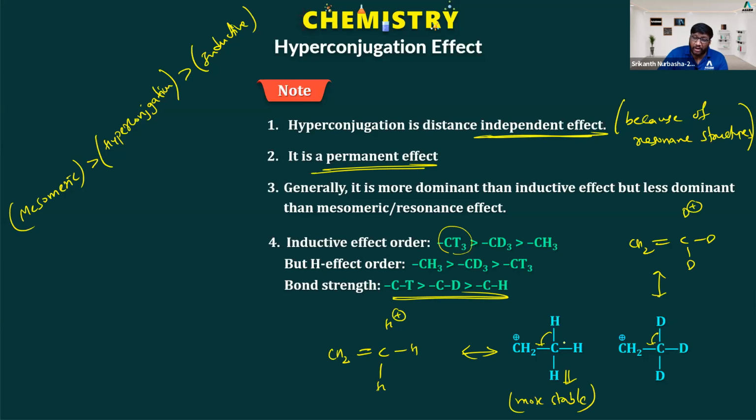But if you think of electron donation tendency by just the inductive effect, which is a better electron donating group? CD3 is a better electron donating group when compared to CH3. But the hyperconjugation effect will be reversed: CH3 greater, then CD3, then CT3. Understand these cases carefully. Hyperconjugation is exactly opposite to the inductive effect, because in hyperconjugation the C-H bonds have to be broken.